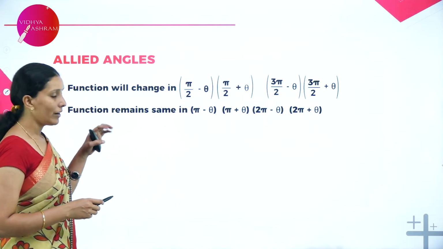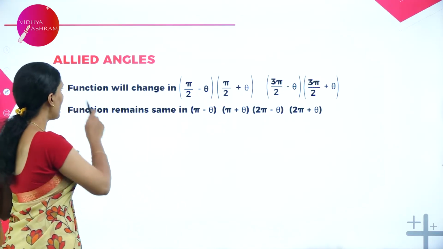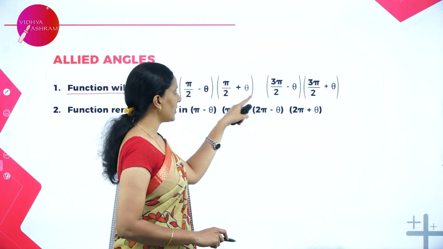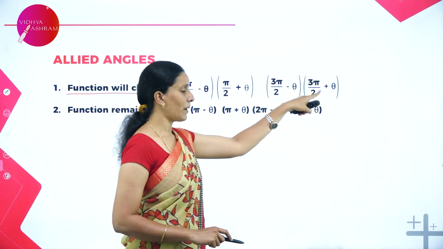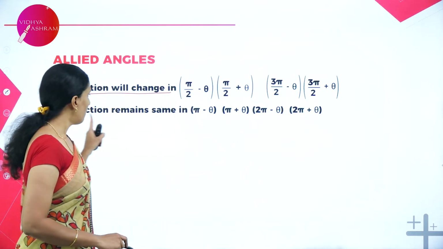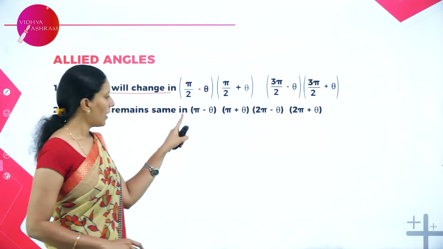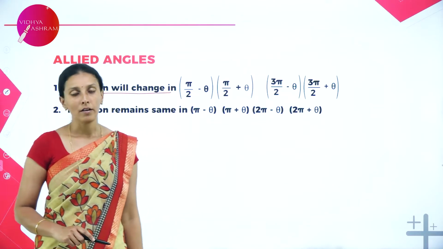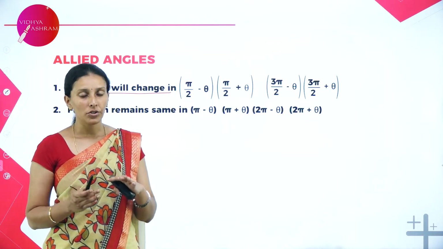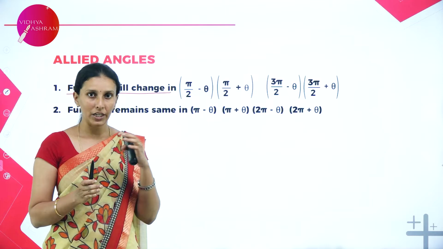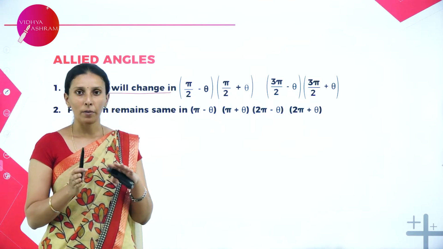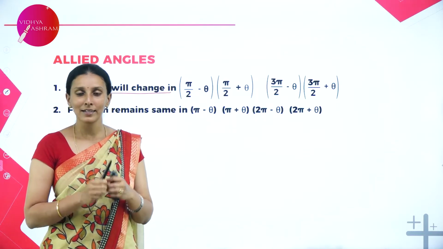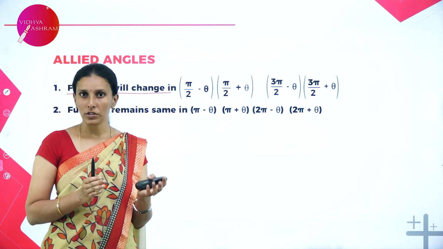Now, the very important thing here is to observe that the function will change in pi by 2 minus theta, pi by 2 plus theta, 3 pi by 2 minus theta, and 3 pi by 2 plus theta. Whereas the function will remain the same in pi minus theta, pi plus theta, 2 pi minus theta, and 2 pi plus theta. So, whenever there are odd multiples of pi by 2, the function changes. The function remains the same for pi and 2 pi, and depending upon which quadrant the angle lies in, the function value is positive or negative.